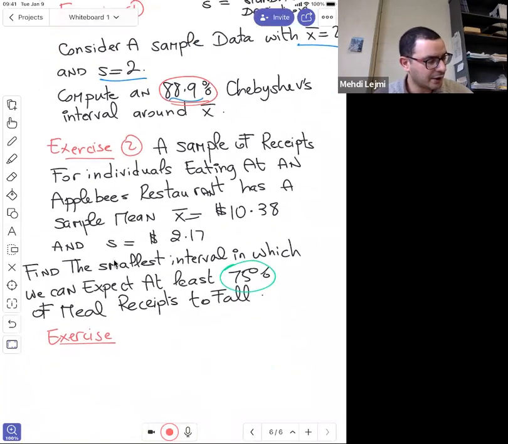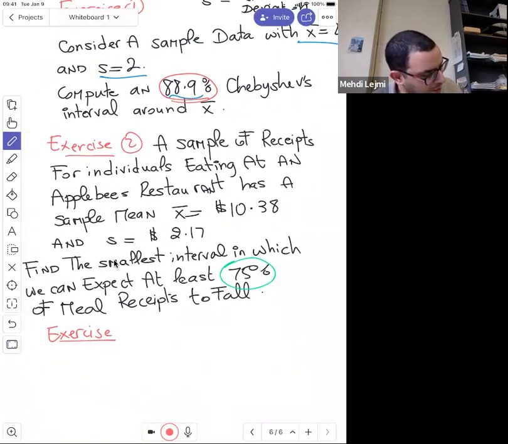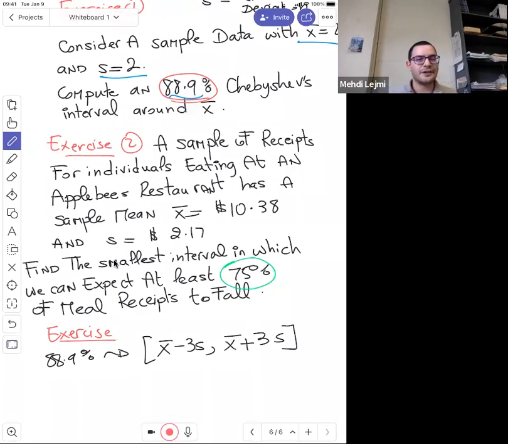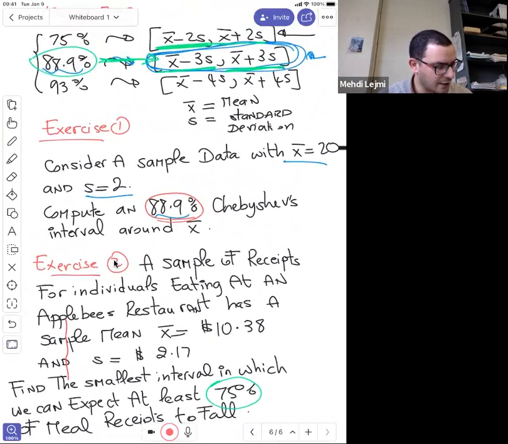So exercise 1, we have 88.9%. What we need to compute is x bar minus 3s and x bar plus 3s: the mean minus 3 times the standard deviation, and then the mean plus 3 times the standard deviation. Once you see the percentage, you need to know exactly which Chebyshev interval you need to compute. Now, what's x bar? That's the mean. You check your exercise and see the value of the mean.